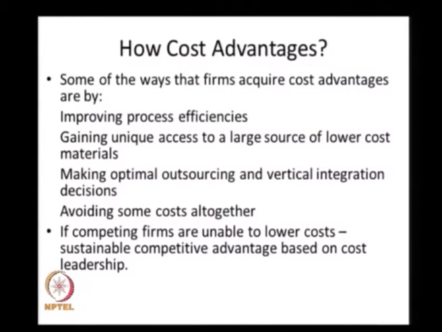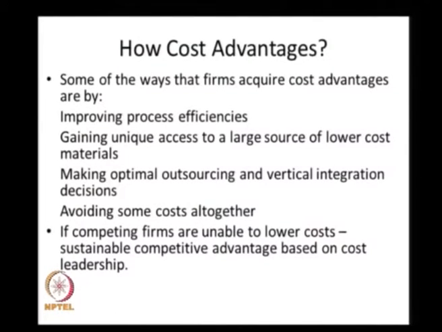They can do that by either improving the internal process efficiencies, improve processes. That is where I said the resources that are used within an organization are used optimally and effectively to ensure that there are process efficiencies which drive down costs, or gain access to a large source of low cost materials, strategic relationship with vendors to ensure that they are able to get raw material at competitive prices, or a decision to simply optimally outsource or vertically integrate, or avoiding some costs altogether.